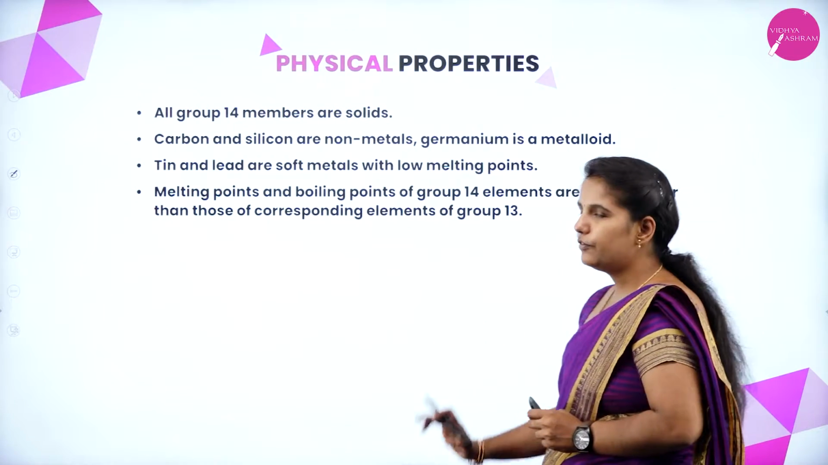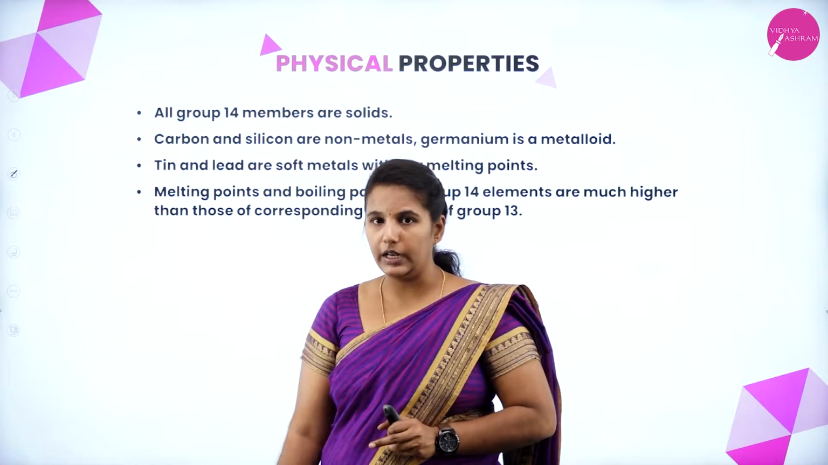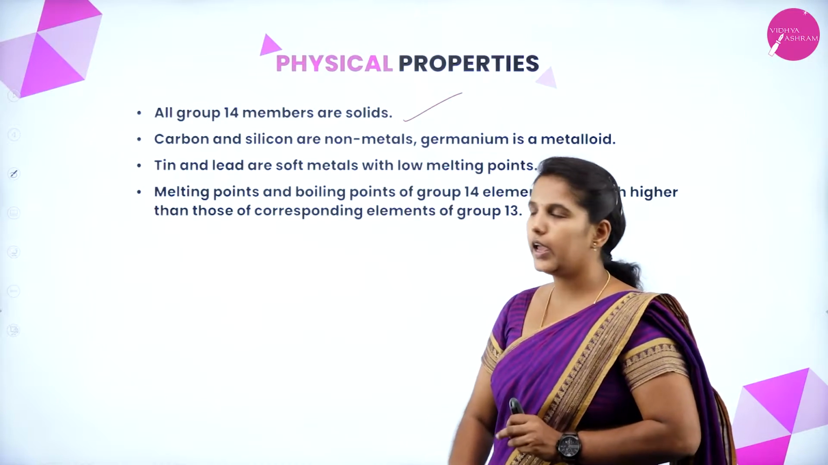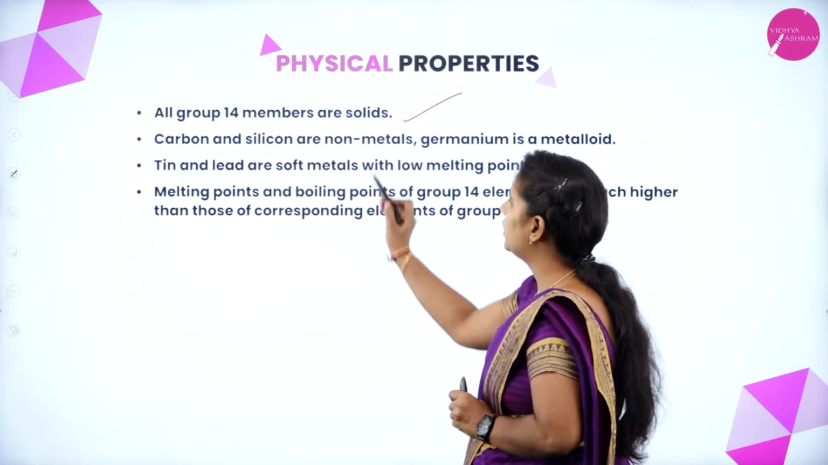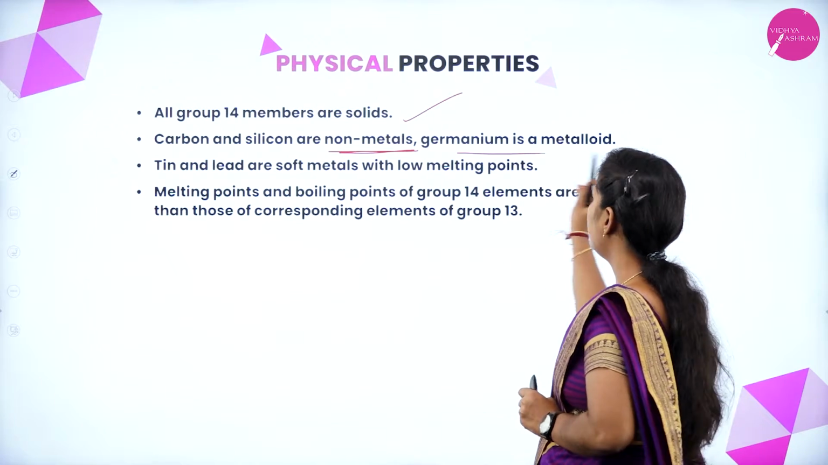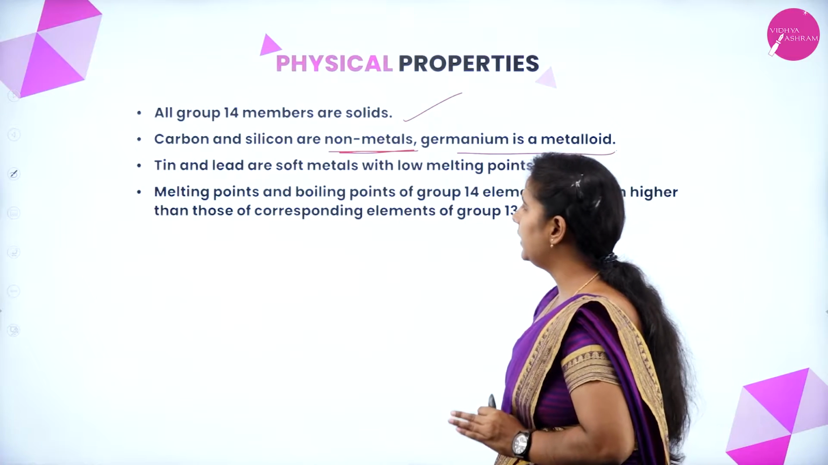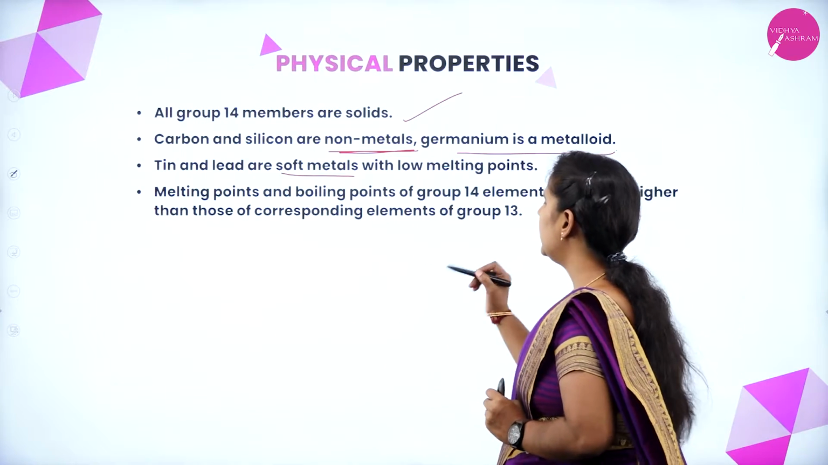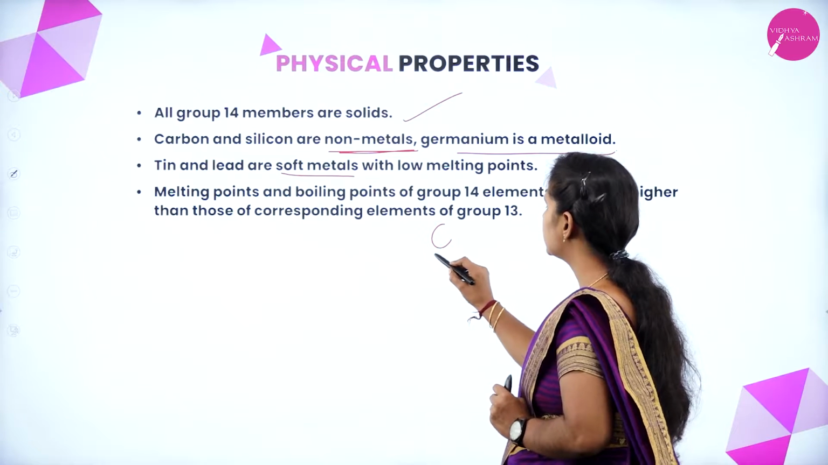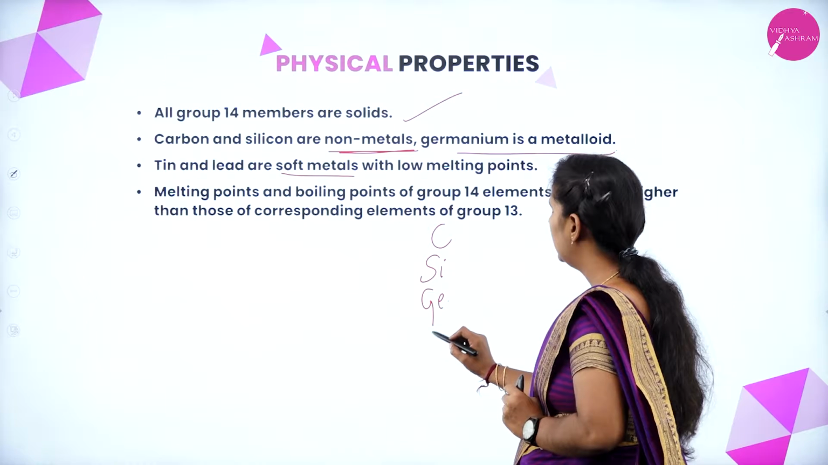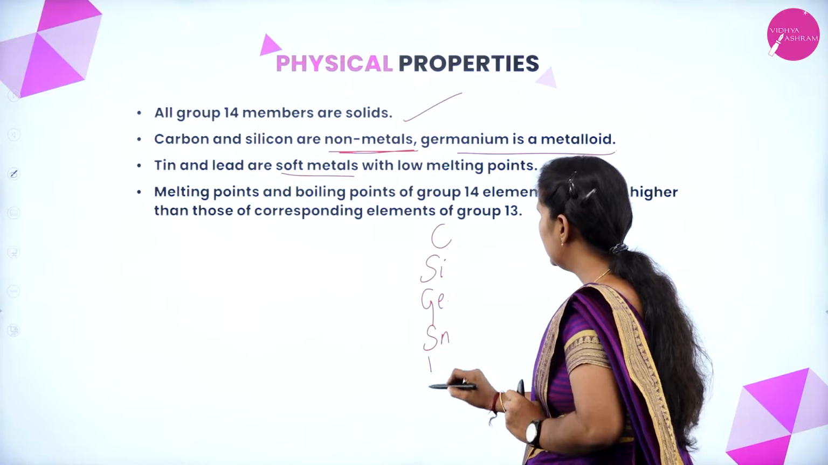Next we have the physical properties of group 14 elements. All the group 14 elements are solid. Carbon and silicon are non-metals, as we have already understood. Germanium is a metalloid, and tin and lead are soft metals. As we have understood, the first member is carbon, next is silicon, germanium, then tin, then lead.